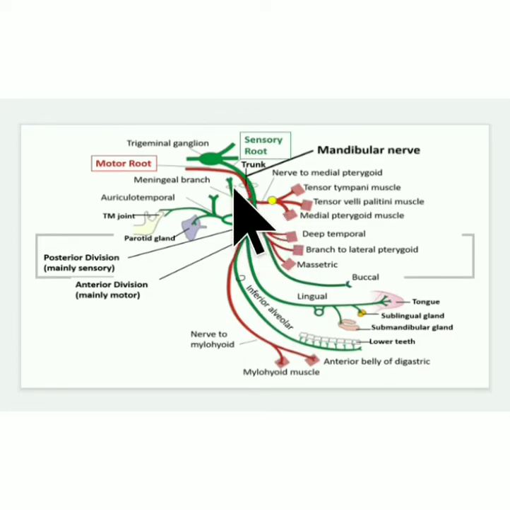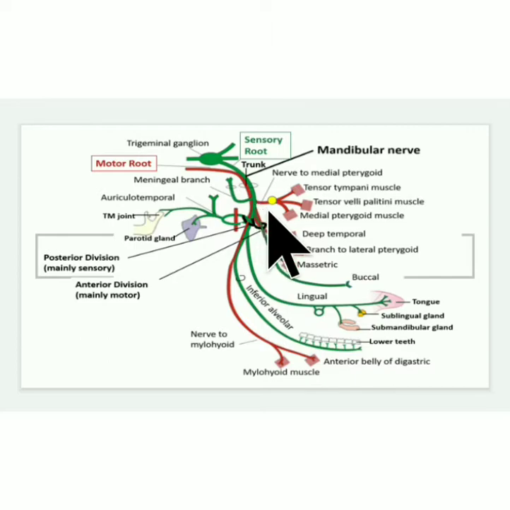First of all, the meningeal branch, which is also called nervus spinosus. It enters the skull through foramen spinosum along with the middle meningeal artery, and it supplies the dura mater in the middle cranial fossa.